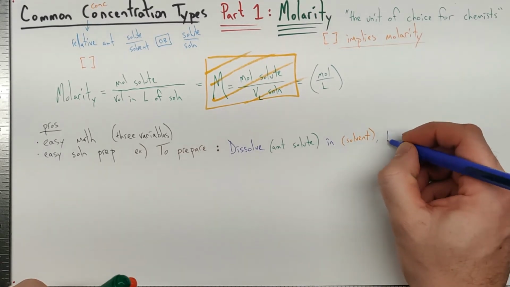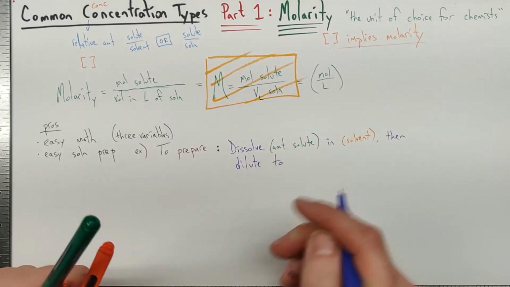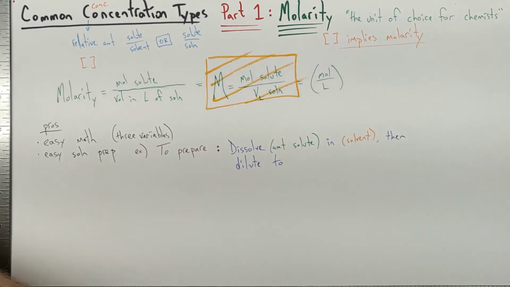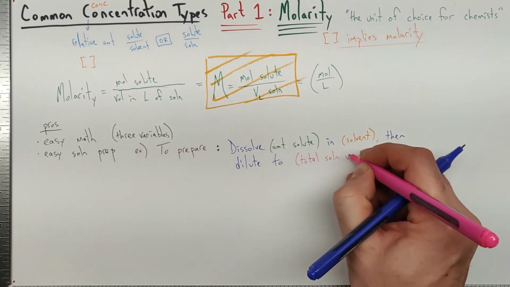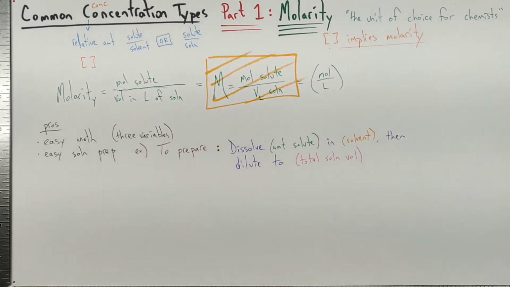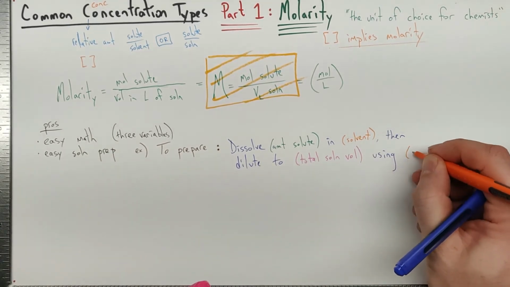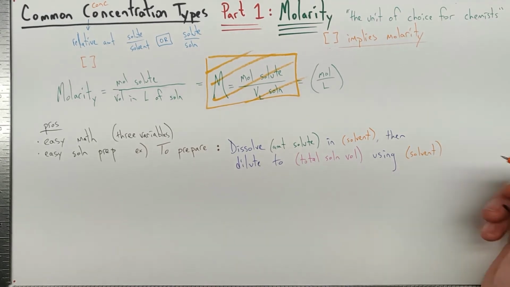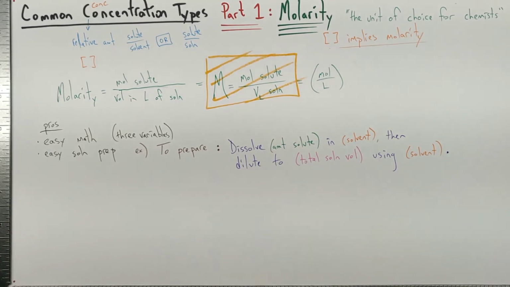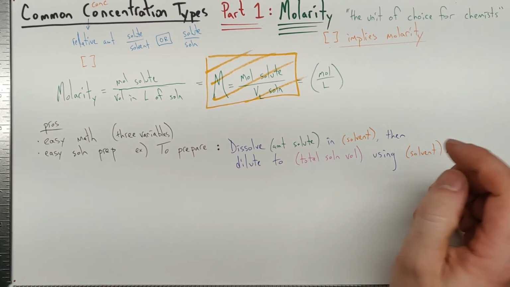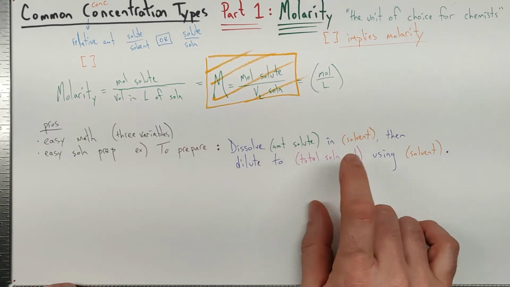And then we're going to dilute to whatever our target solution volume is, using our solvent. And that is how the instructions look every single time. So in a typical situation, you'd take a volumetric flask, put some solvent in there, dump your solute in, get it stirred, and dump in some more solvent until you have a total volume.